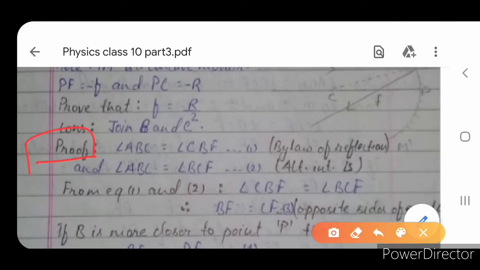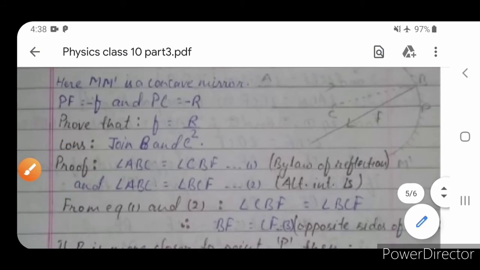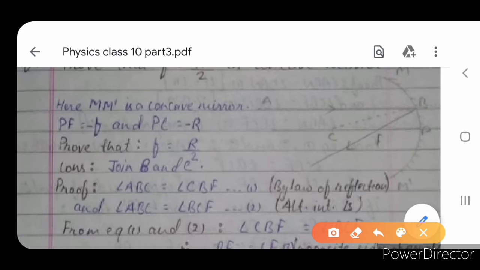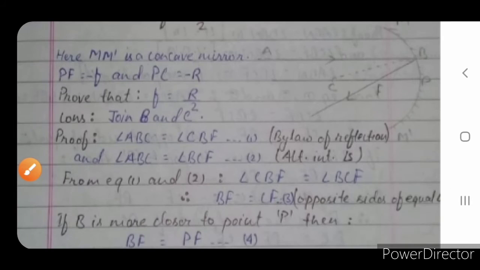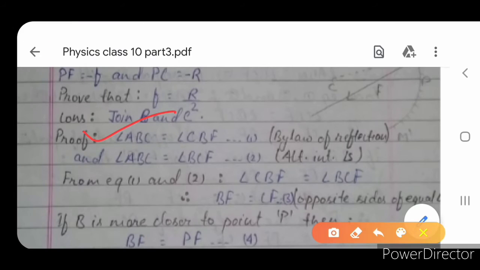Now the proof. Look here. Angle ABC is equal to angle CBF. Look, angle ABC, this angle, is equal to CBF, this angle. Why? Angle i and angle r. According to the law of reflection, I have already told, angle of incidence and angle of reflection are equal to each other. So from the law of reflection, angle i is equal to angle r. This is first.